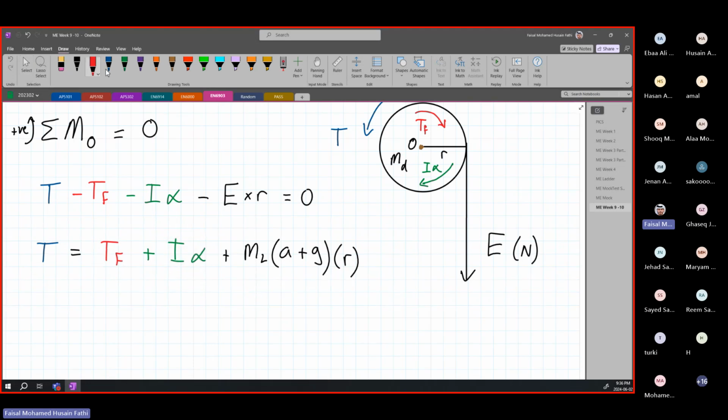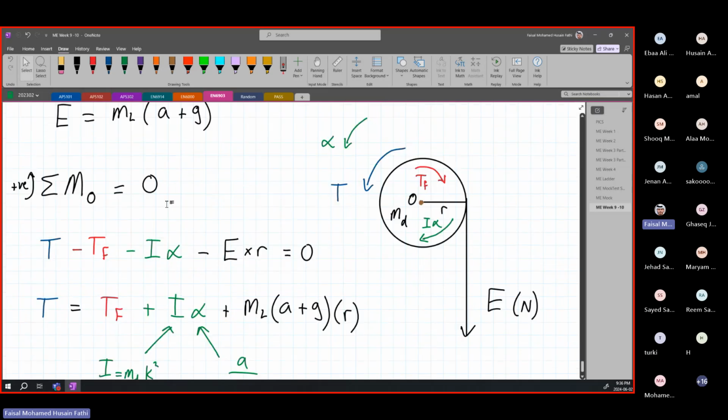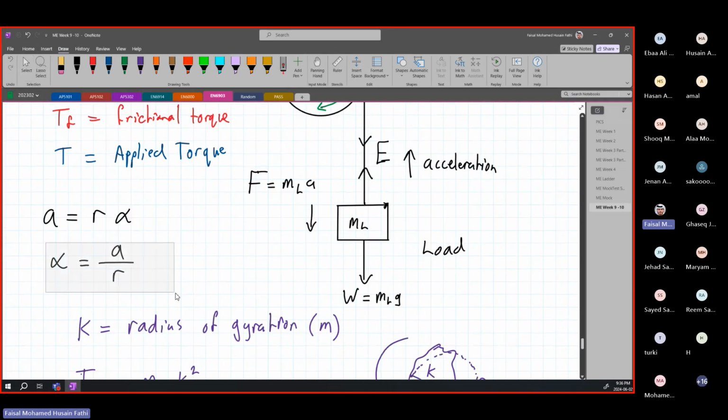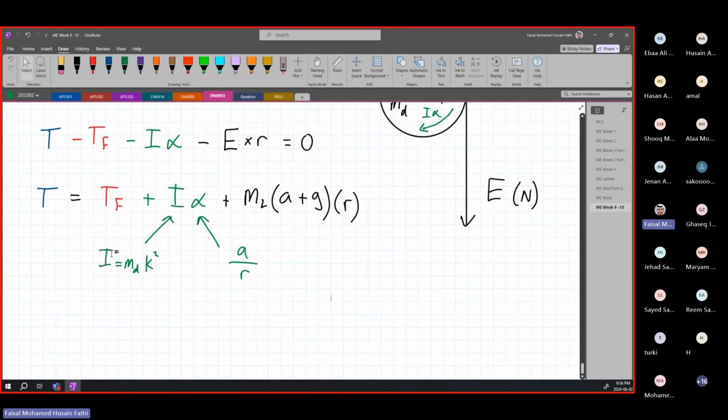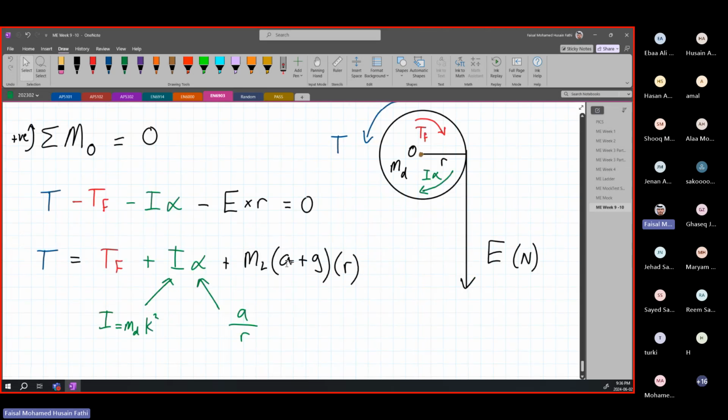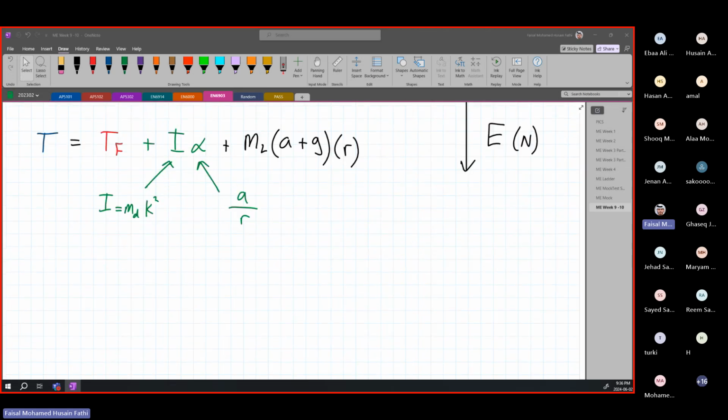I you can find easily, so if we want to break this down a bit more, I is equal to m_d times k squared, and alpha is simply equal to A over R from the equations that we have derived earlier. I is equal to m_d k squared, and alpha is equal to A over R. And now you're going to have all the known values that you need to be able to solve for this question. Let us actually do this in practice.